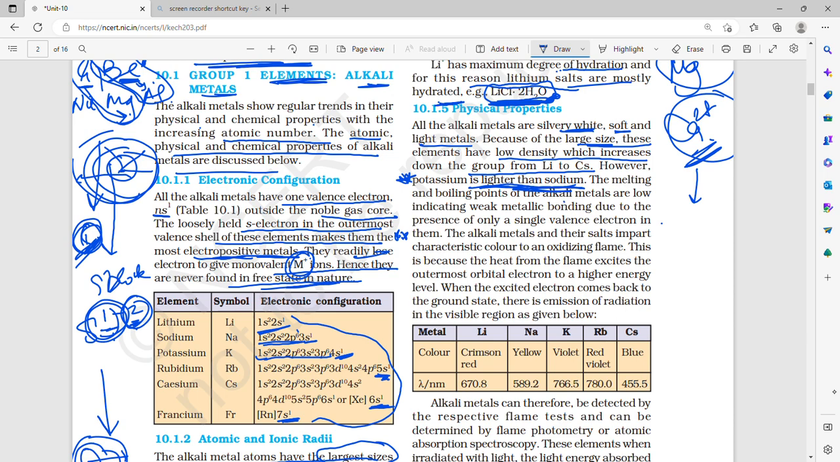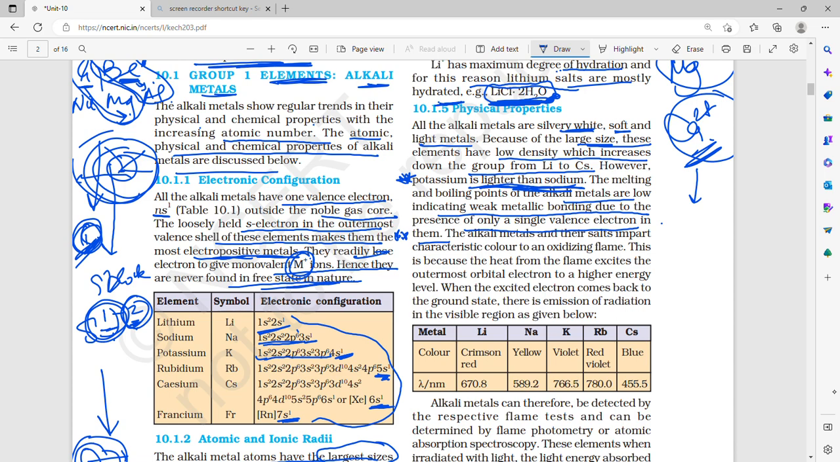The melting and boiling points of the alkali metals are low, indicating weak metallic bonding due to the presence of only a single valence electron in them. Since they only have a single valence electron, the metallic bonding is weak, and therefore the melting and boiling points are very low.